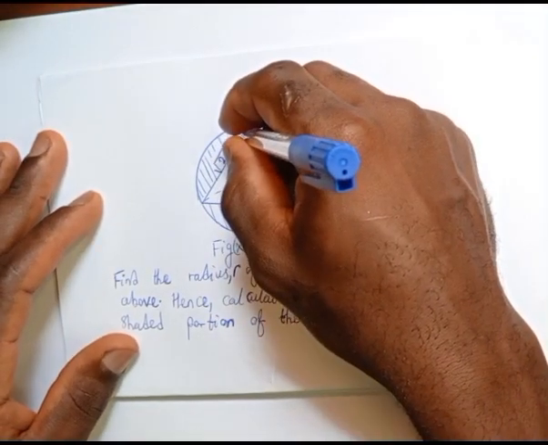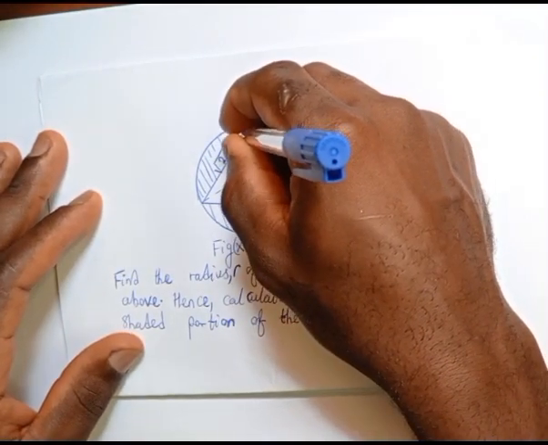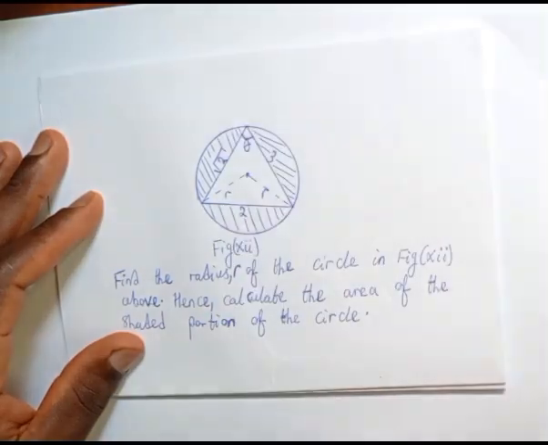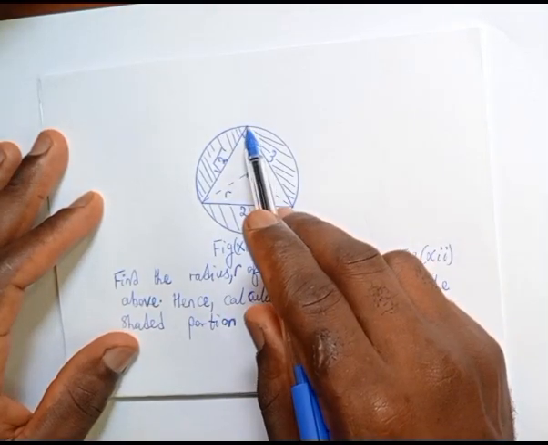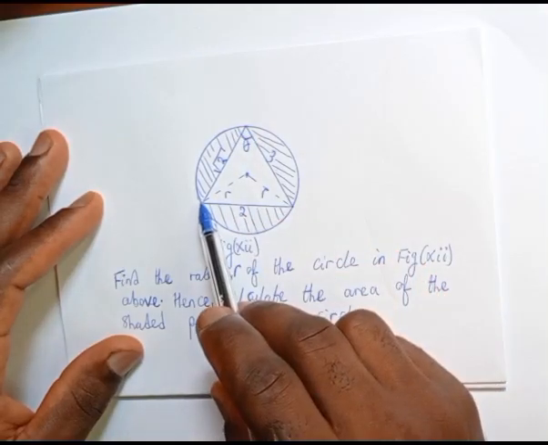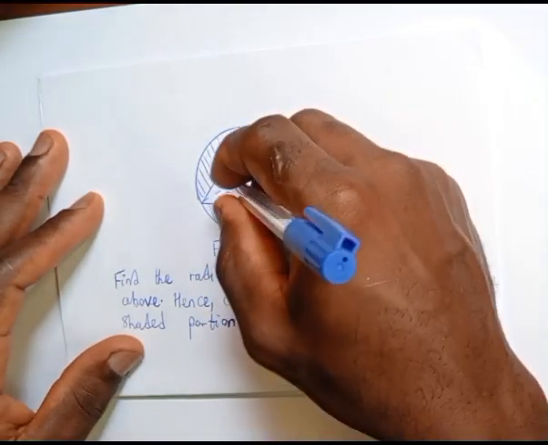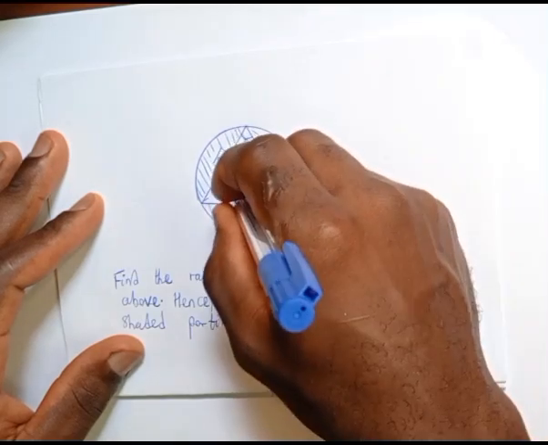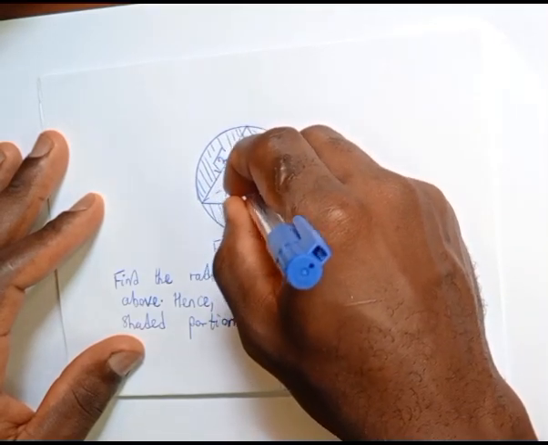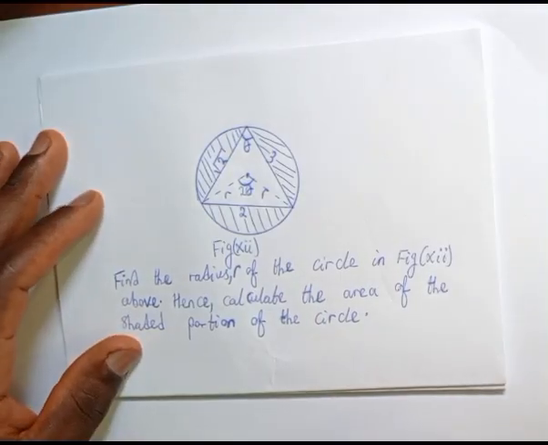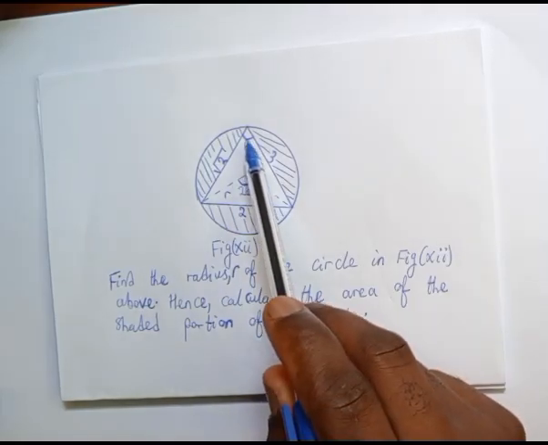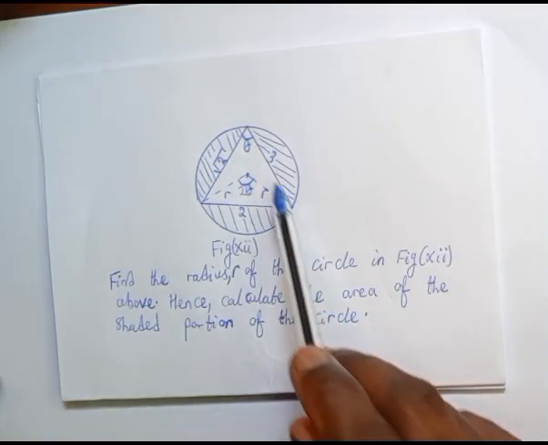If this angle is theta, which is subtended at the circumference of this circle by this arc, then this angle at the center will be 2 times the angle theta. That means 2 theta. By making use of the cosine rule, it is very easy for us to find the angle theta, since for this triangle we know the three sides.